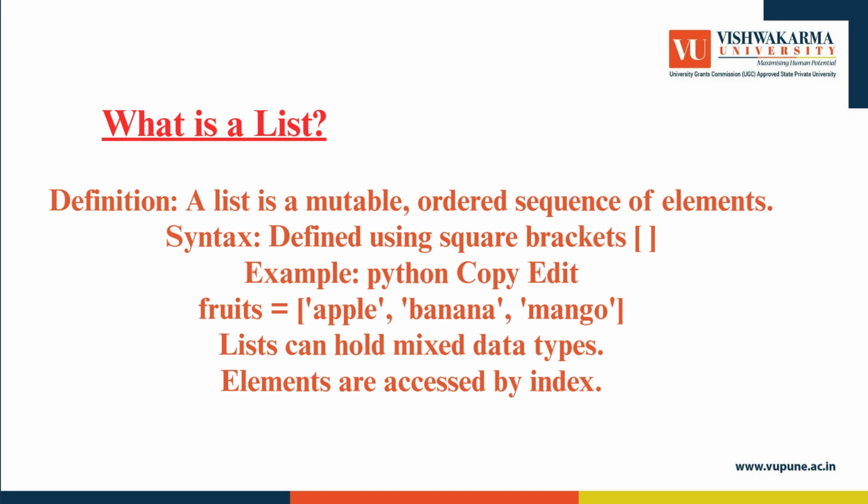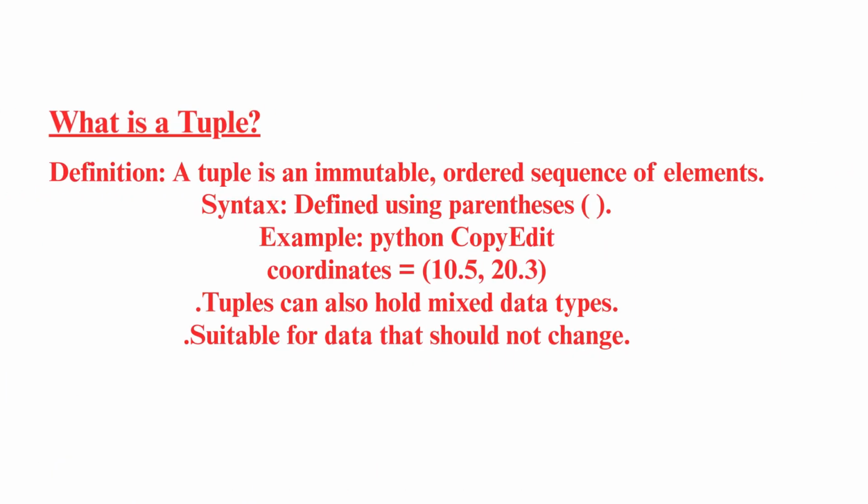This slide tells about what is list. List is a mutable ordered sequence of elements, and the syntax of list is defined using square brackets. Now, what is tuple? Tuple is an immutable ordered sequence of elements, and the syntax of tuple is defined using parentheses. Here are some examples on tuples.